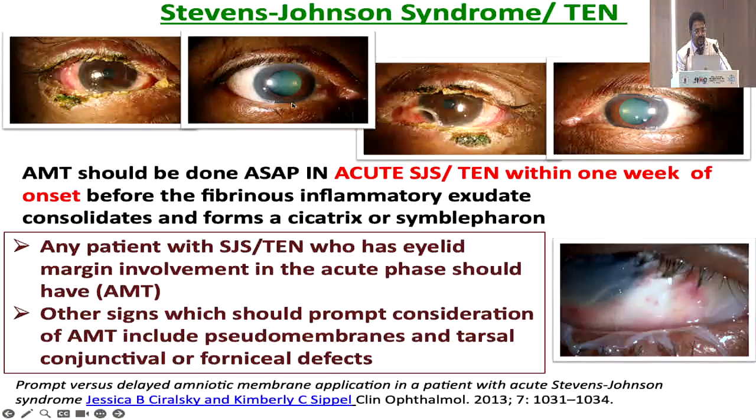Any patient with SJS or TEN who has eyelid margin involvement in the acute phase should have AMT. Other signs that should prompt consideration for AMT are pseudomembranes and tarsal conjunctival or fornical defects, because all these will just cluster together and form symblepharon. When we put this AMT, we should cover all the area, including the lid margin, palpebral conjunctiva, fornical conjunctiva, bulbar conjunctiva, and the corneal surface.